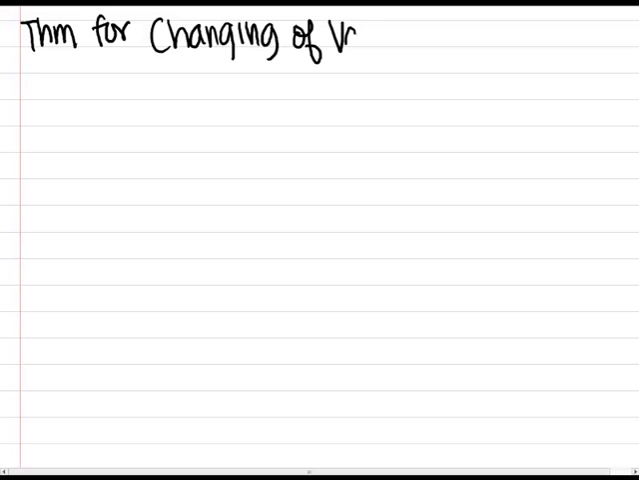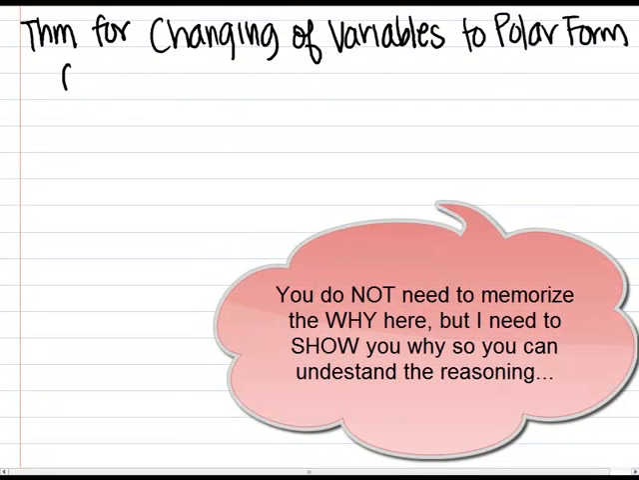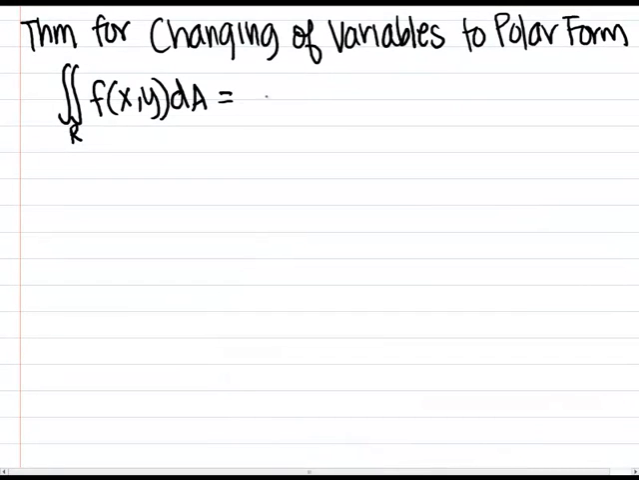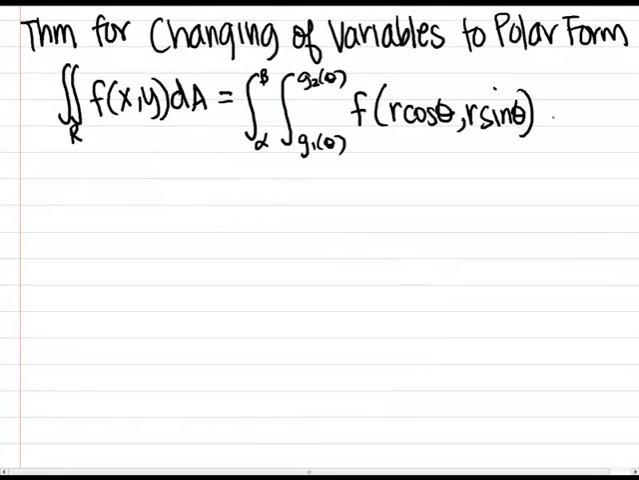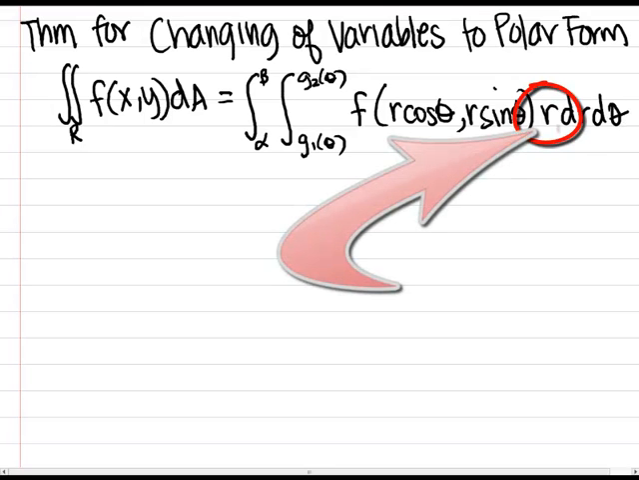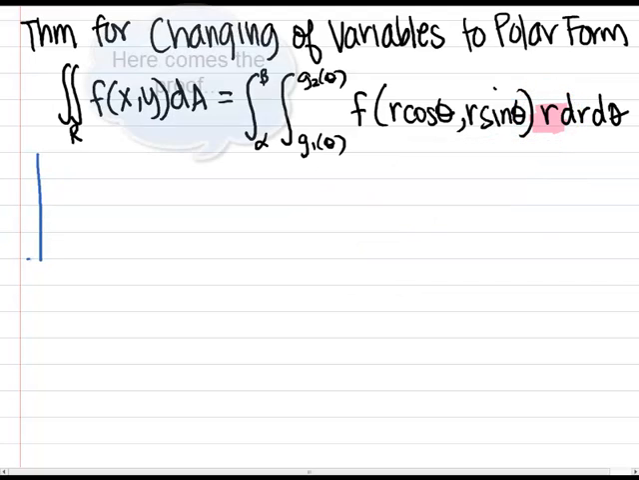Now there's a theorem for changing of the variables to polar form. So this says that if you have some double integral in rectangular form and you want to change the integral to polar form, where you'll have f of r cosine theta and r sine theta, you're going to have an extra r included with your dr d theta. I would actually like to show this to you.